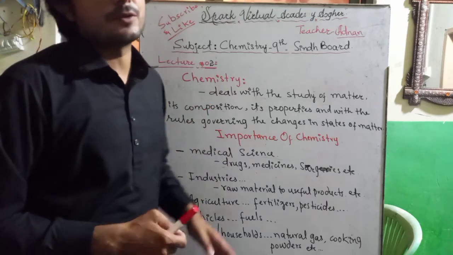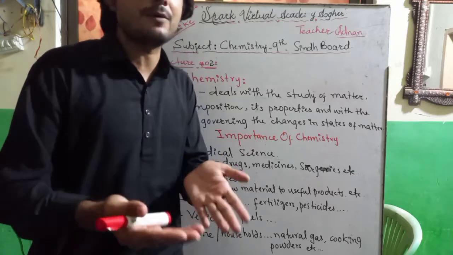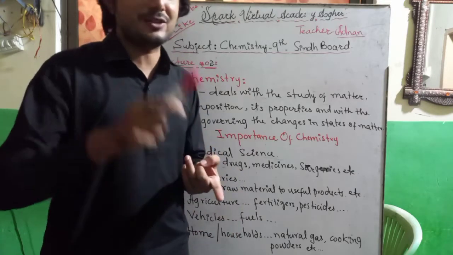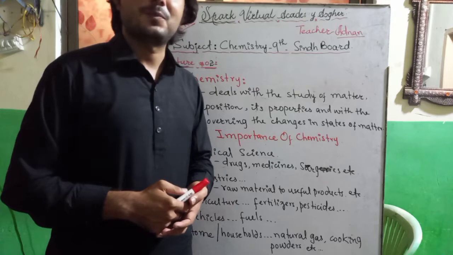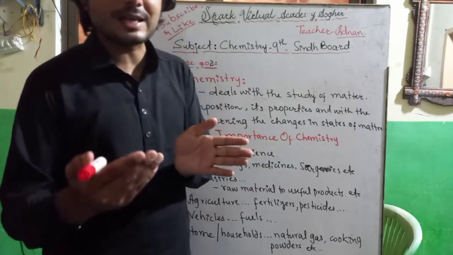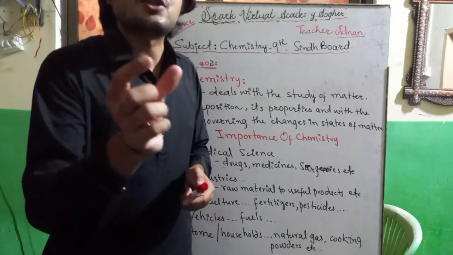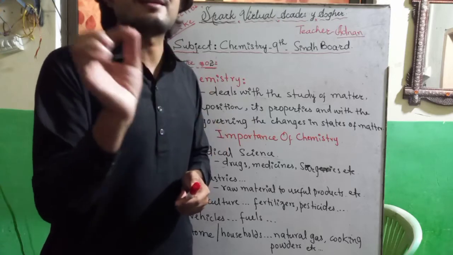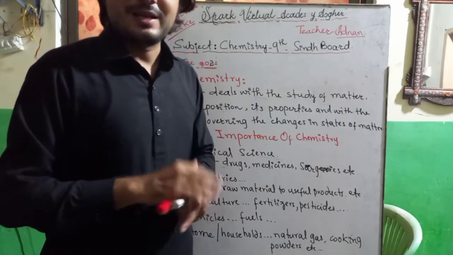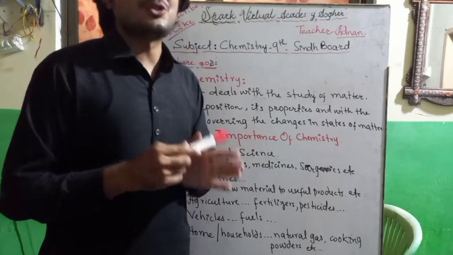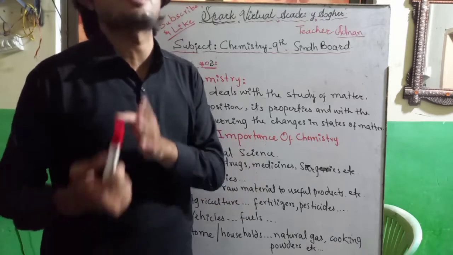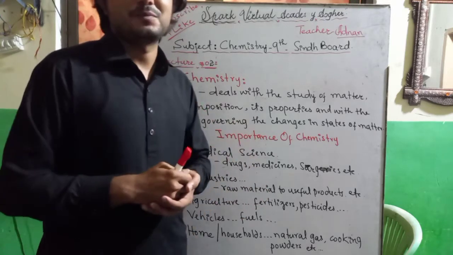Class, and nevertheless, if we talk about the households, if we talk about the home, chemistry is present in our homes as well. For example, if I have to cook anything, then I need the natural gas. In other words, we call that sweet gas. Now the natural gas, which is used as the fuel in our homes, is also the product of chemistry.